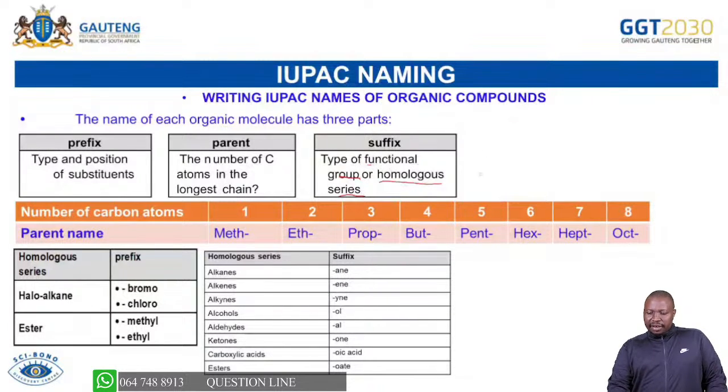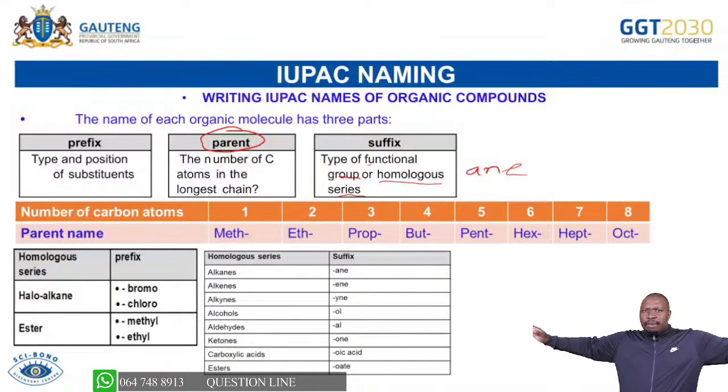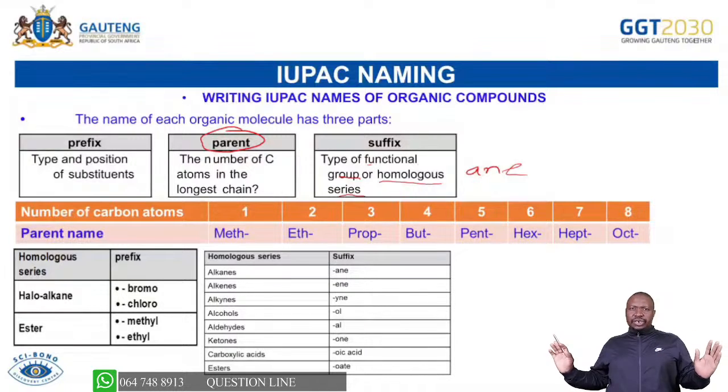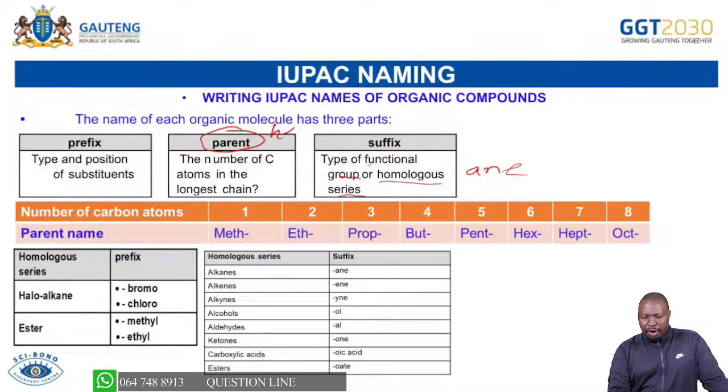So you start with that. If it's an alkane, you say it's an ane. From there, for the parent, you're going to look at the number of carbons in the longest carbon chain. So you have to identify the longest carbon chain and check the number of carbons in that longest carbon chain and be able to say, okay, we have 6 carbons, so it's hex. We'll be naming right now.